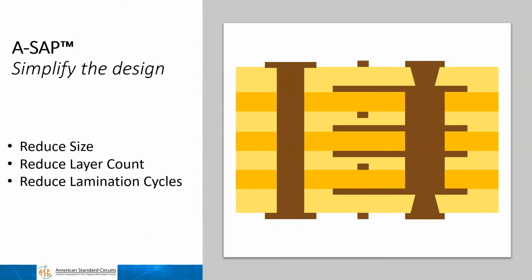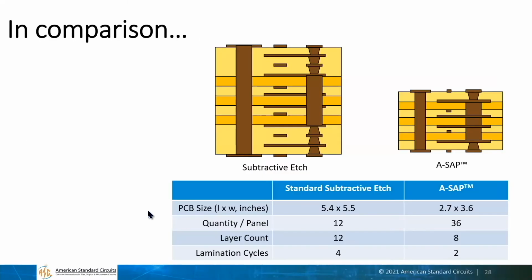Okay, simplify the design. So basically the goal here is to put more density of traces on the A-SAP layers. What it allows you to have fewer layers, possibly a smaller footprint for the board, and also reduce the number of lamination cycles that you need. So there's a comparison here.